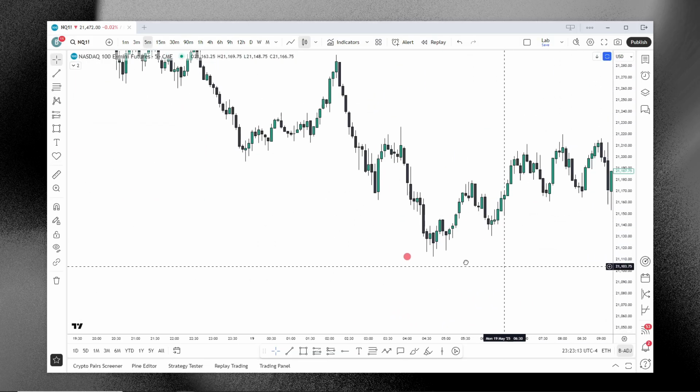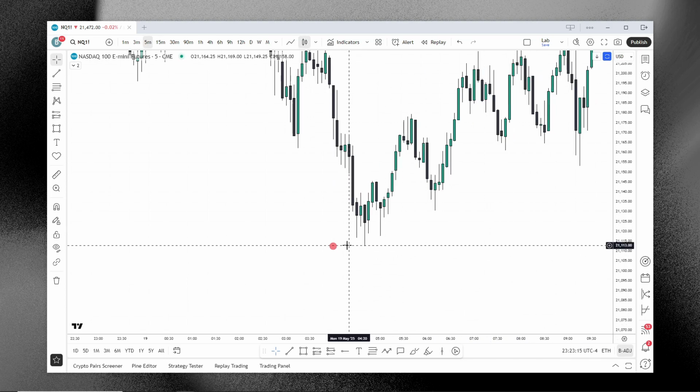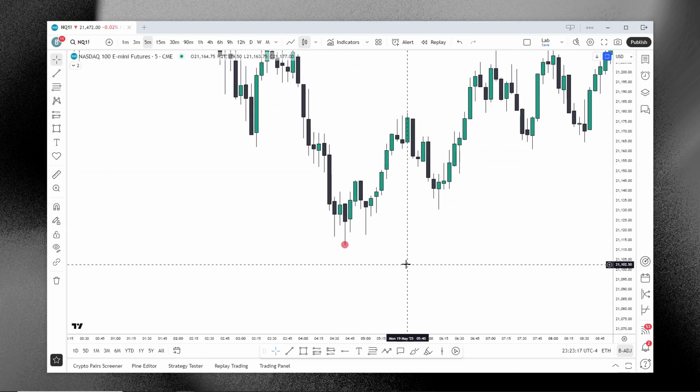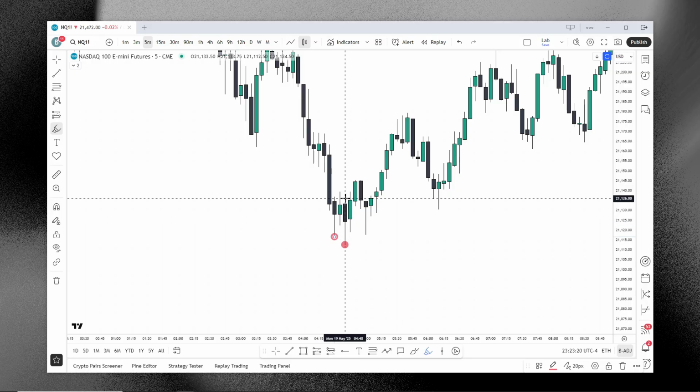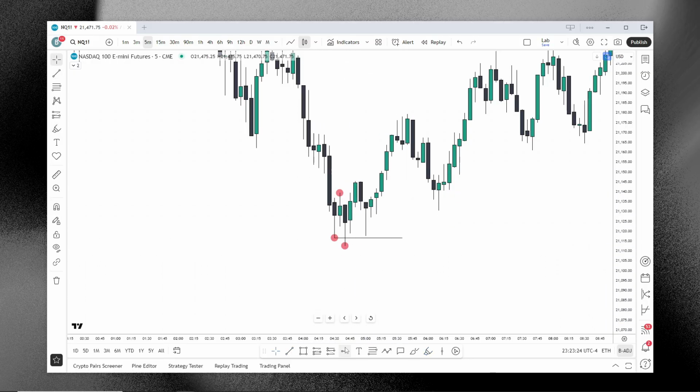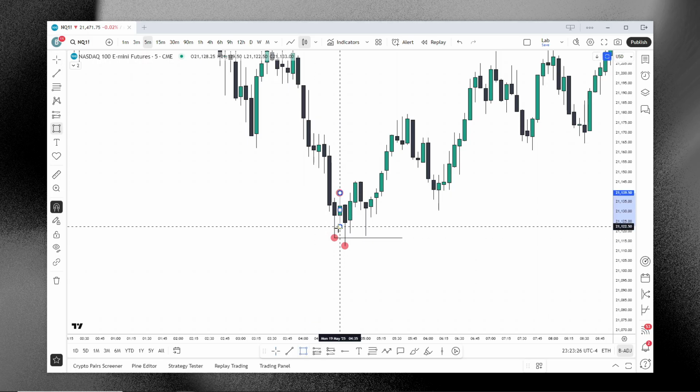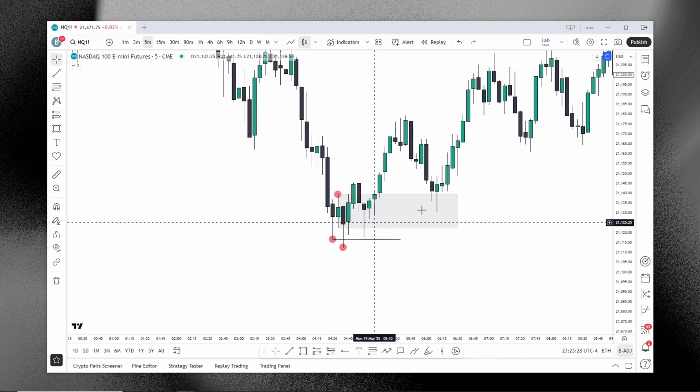Here. Same thing again. Count your swing points, right? Swing low, swing high, lower low, taking liquidity. This up close candle is your breaker block.